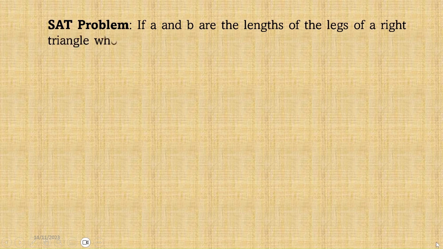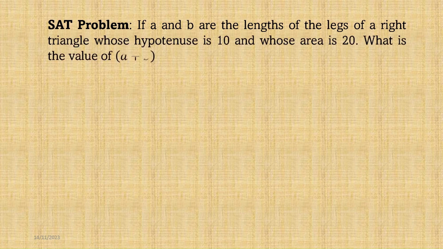SAT problem. If A and B are the lengths of the legs of a right triangle whose hypotenuse is 10 and whose area is 20, what is the value of the quantity A plus B raised to the second power?